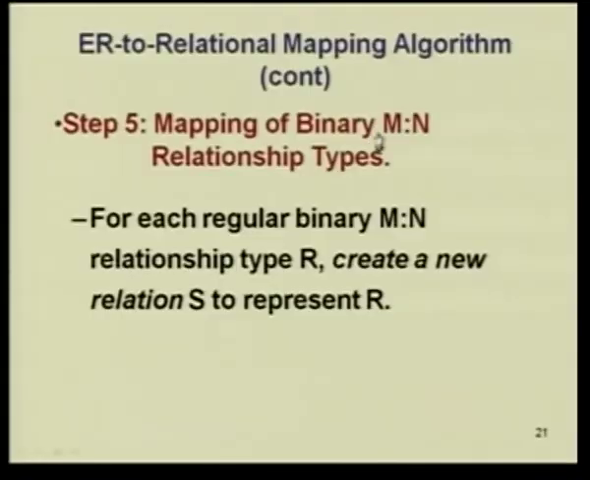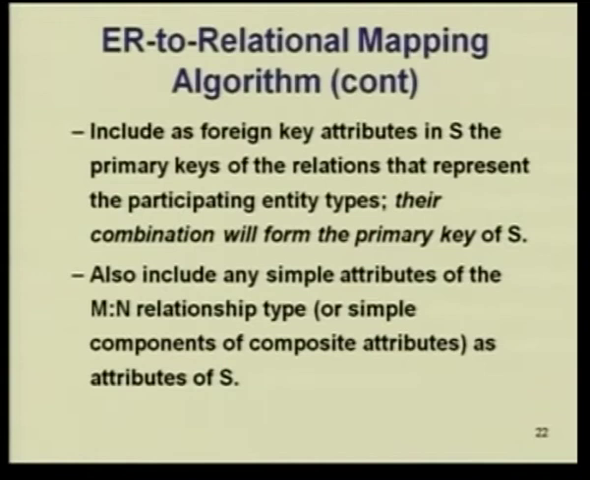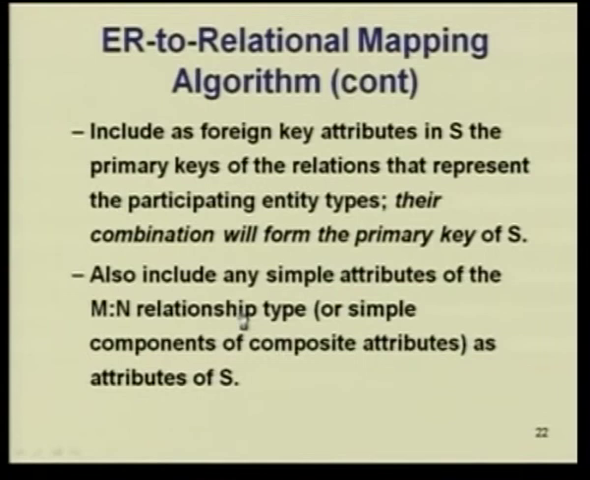Now, mapping of binary m:n relation types. For each regular binary m:n relationship type R, you create a new relation S to represent R. Include as foreign key attributes in S the primary keys of the participating entity types, their combination. Suppose you have S and T connected by R as m:n, you take the primary keys of both S and T and put them in the new relation. Also include any simple attributes of the m:n relationship type. The relationship itself can have an attribute, and those attributes you have to include.